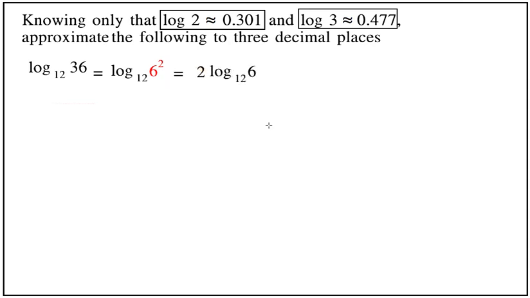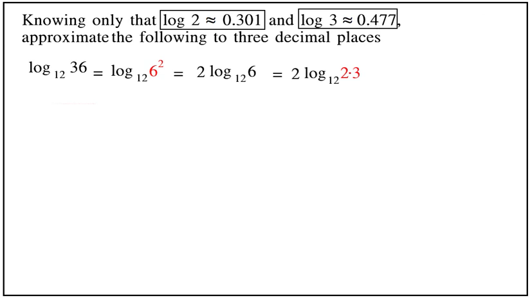Now, I'm going to rewrite the 6 in terms of its prime factors, 2 and 3. The reason I'm doing that is because everything has to be written in terms of log to the base 10 of 2 and log to the base 10 of 3. These are the only two values I have to work with. They didn't give us the log table, and we don't have a calculator. Well, we don't have a calculator for logarithms. That's presupposed by the problem.